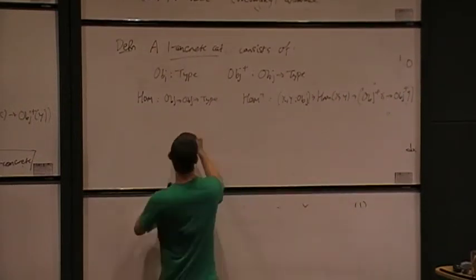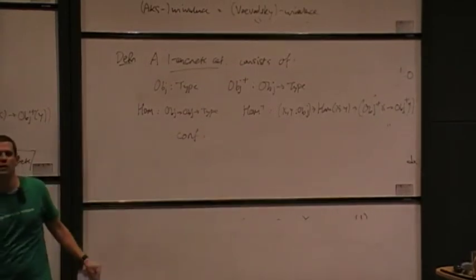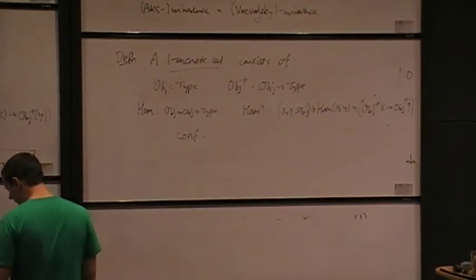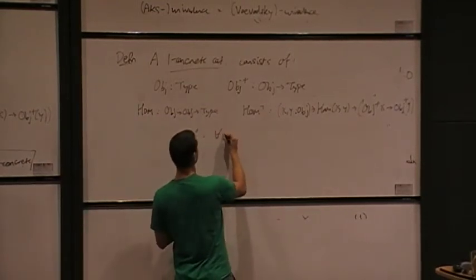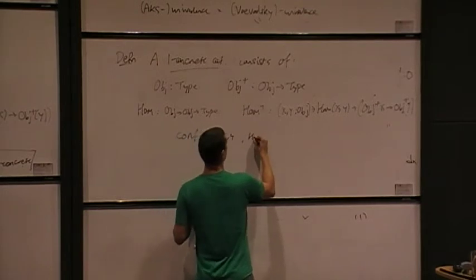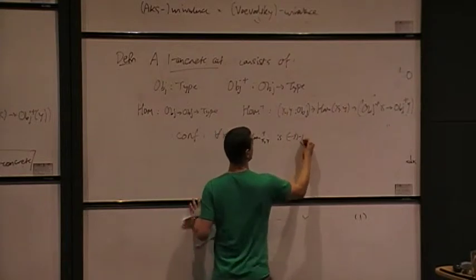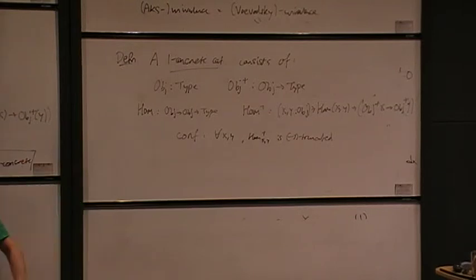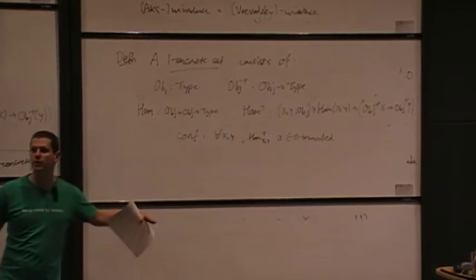Now we've got conf, which is going to be a little weaker. So rather than saying these things are equivalences, I'm going to say just that they're -1 truncated. So conf says that for all x y, hom plus of x y is -1 truncated. In other words, it's fibred in propositions. In other words, we choose some connected components of the morphisms between the representing types.